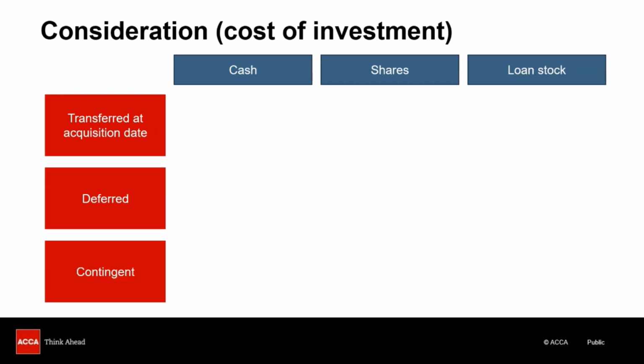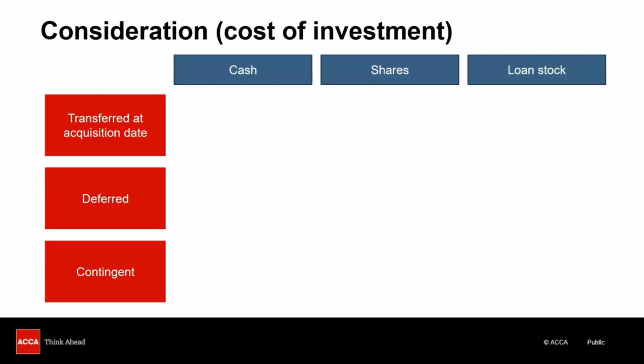And the third type is called contingent consideration. This is also a consideration which is going to be paid in the future. But the difference between deferred consideration and contingent consideration is that deferred consideration is something which is committed, which is confirmed, whereas contingent consideration is something which is based on a condition. Let's suppose if the subsidiary company meets a profit target or a share price target, then this amount will be paid.